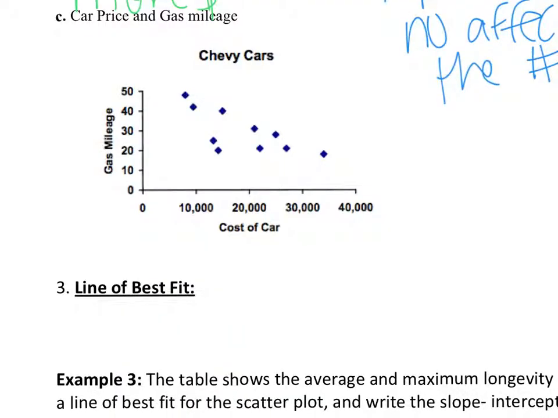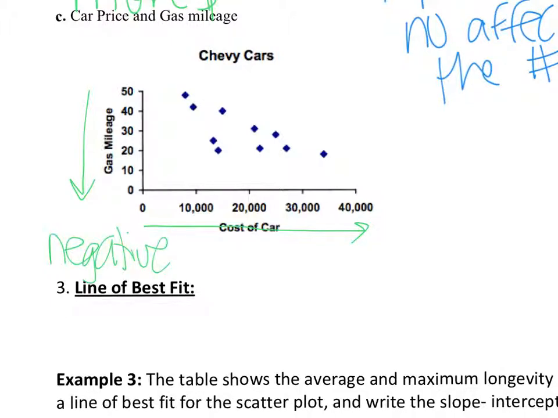In example C, we have car price and gas mileage. And as we look at the x, as the x is increasing, so the cost of the car is going up, we can see the gas mileage is decreasing. So this is a negative relationship.